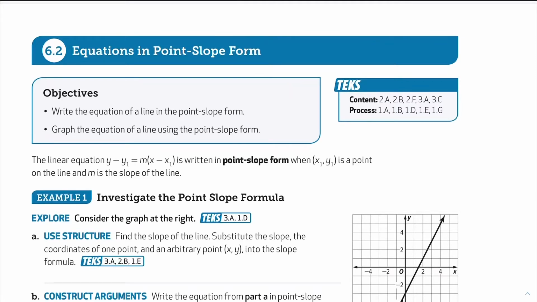Hello everyone, in this video we're going to be graphing point slope form. I've shown you how to write the equation, and this time we're just going to focus on the graphing part and the understanding part.